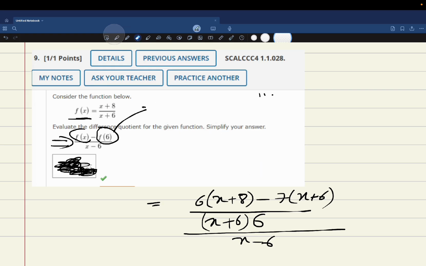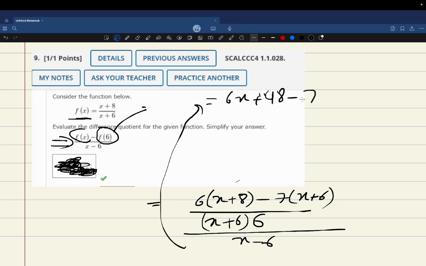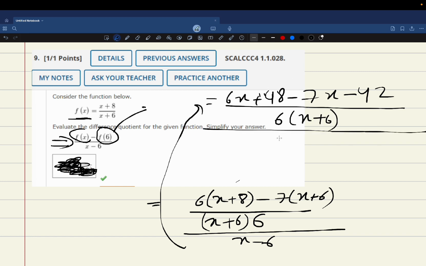Okay, so now let's expand the top. So multiply 6 by x, which will be 6x, and then 8 times 6 is 48, and then minus 7x, and then minus 7 times 6 is 42. Okay, so divide, and then we have this, so we can keep it like this. So x plus 6, and then again another big division, which is x minus 6.